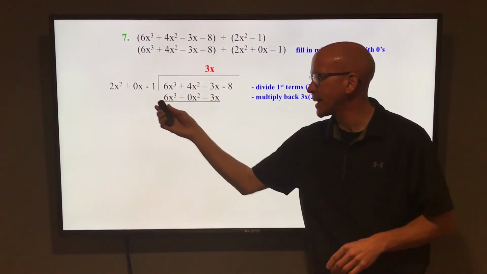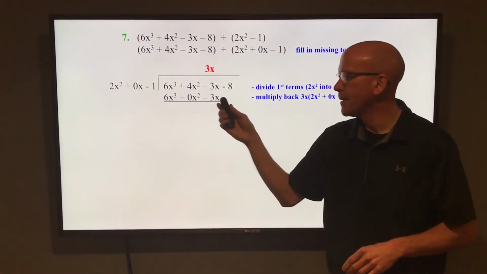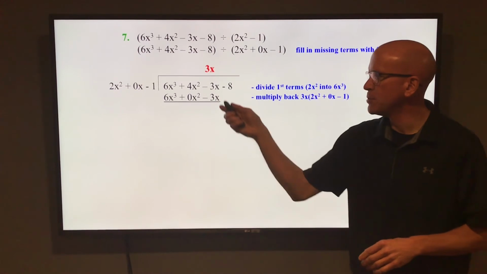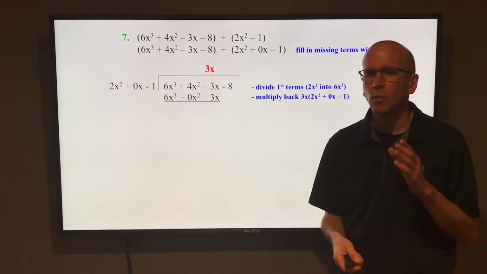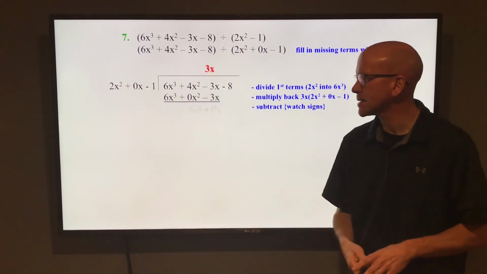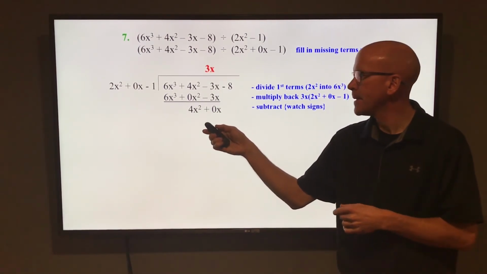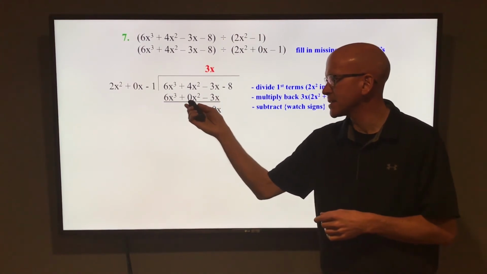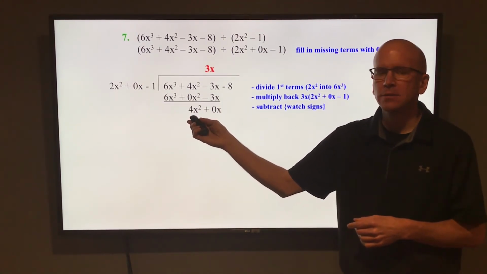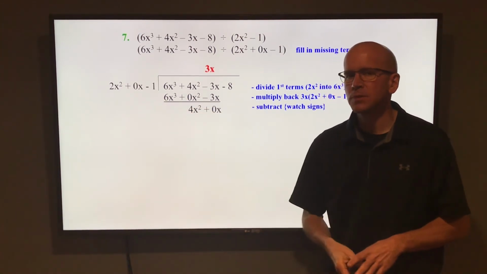3x times 0x, that is 0x squared, and 3x times negative 1, that is negative 3x. After you multiply back, subtract. Watch your signs. Take negative 3x minus a negative 3x, that's going to be 0. But you want to put a 0x in there as a placeholder. And then 4x squared minus 0x squared, that is 4x squared. And finally, 6x to the third minus 6x to the third, it's just going to be 0.